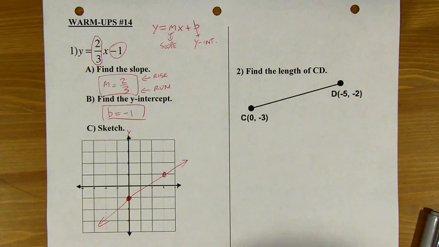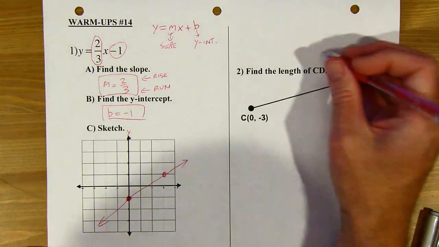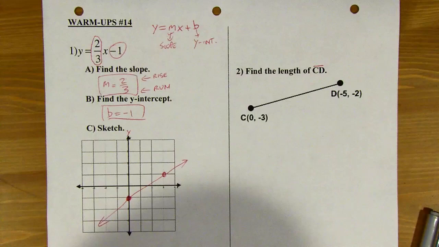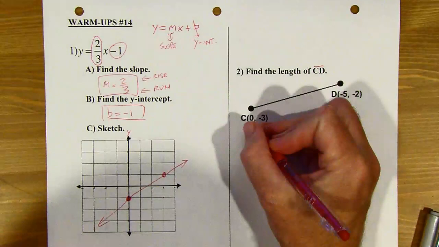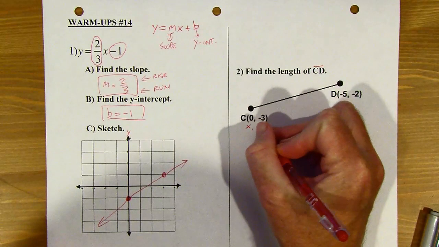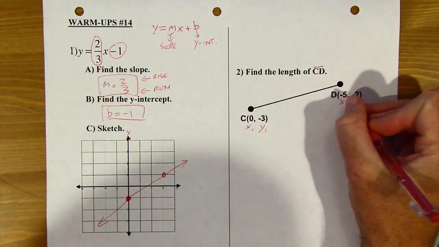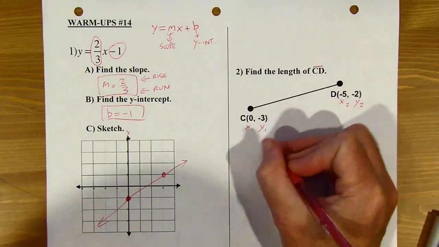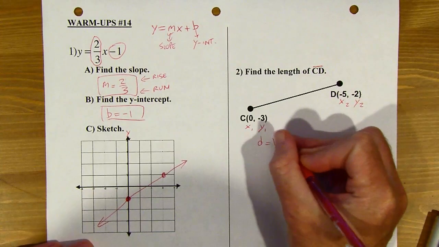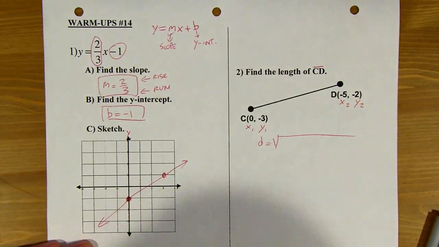Okay? All right, next up, finding the length of segment CD. I should really have the little bar there. So I'm going to use the distance formula. So there's my first xy pair, and here is the second xy pair. All right, and here is the distance formula. It's the one under the big long radical.